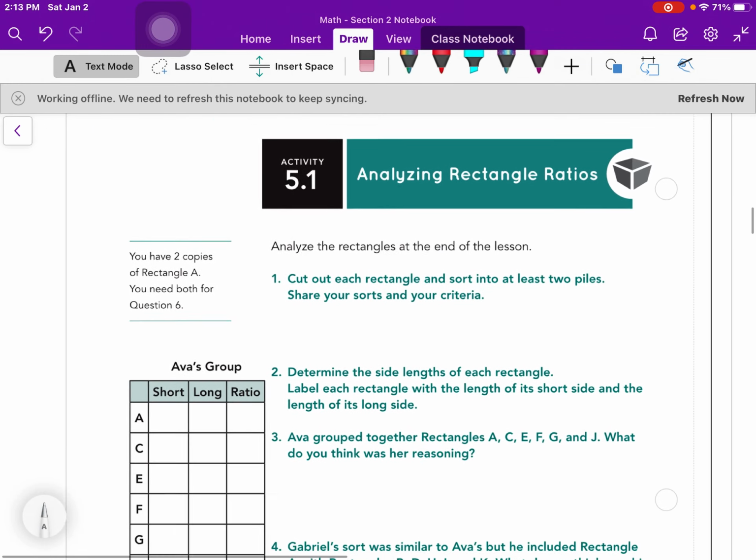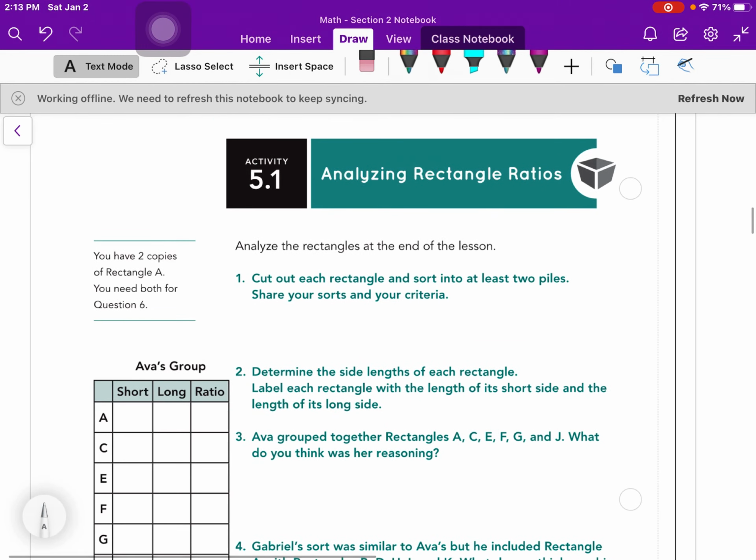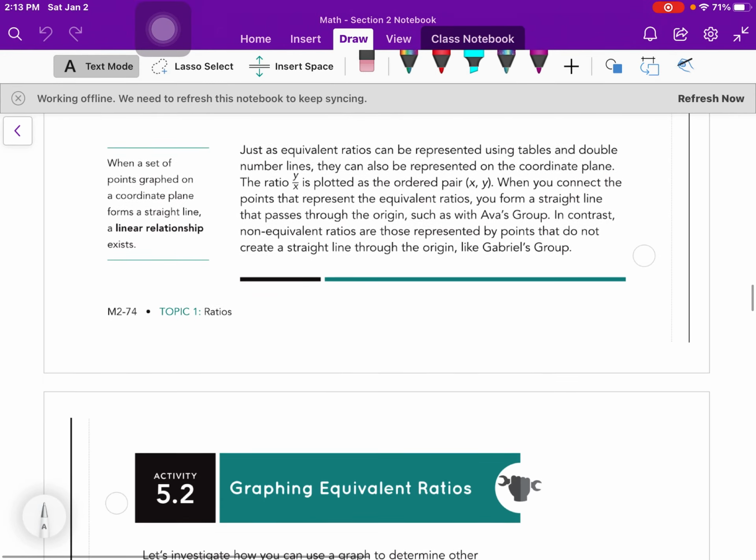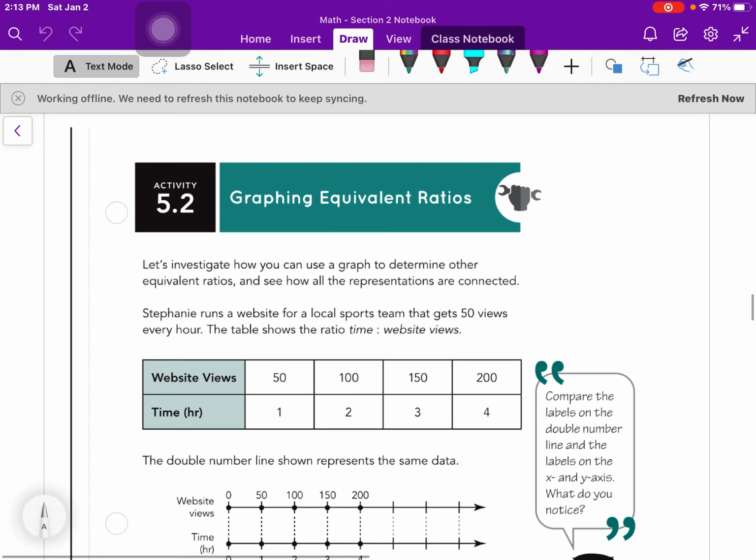Let's move on. We're going to skip activity 5.1. So let's scroll through that, and I'd like you to get to 5.2, graphing equivalent ratios. Let's read this. It says, let's investigate how you can use a graph to determine other equivalent ratios and see how all the representations are connected.